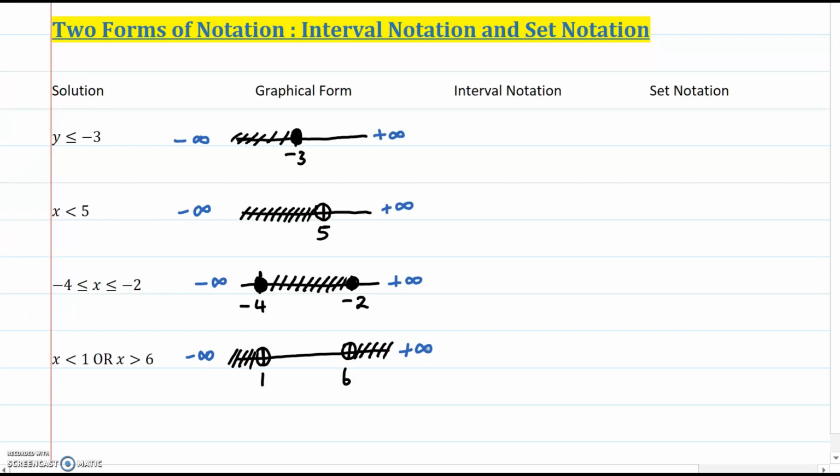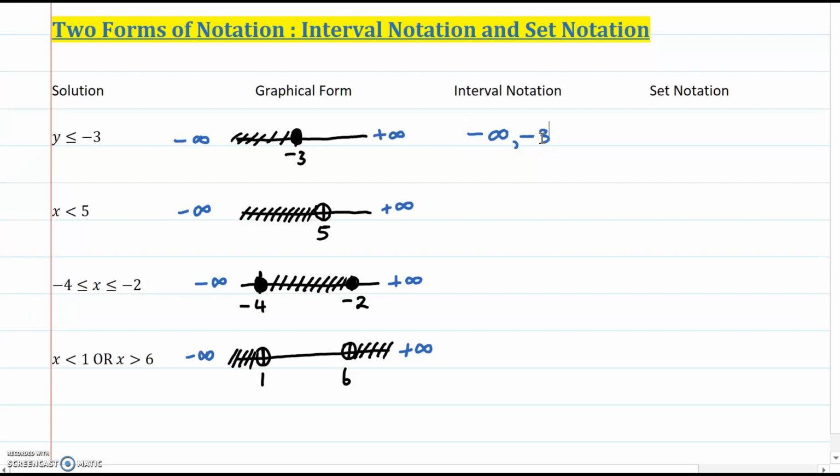Hopefully that gives you a little indication of what's coming next. Our solution to this first question, y is less than or equal to -3, goes all the way from negative infinity up to -3. So we're going to have negative infinity to -3, and we separate them with a comma. We start at negative infinity, and we go all the way up to -3.